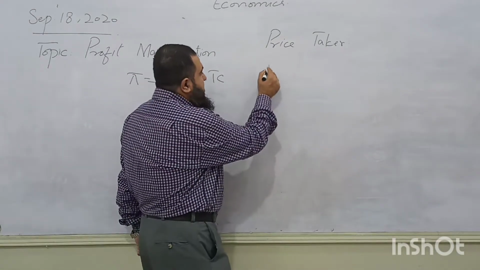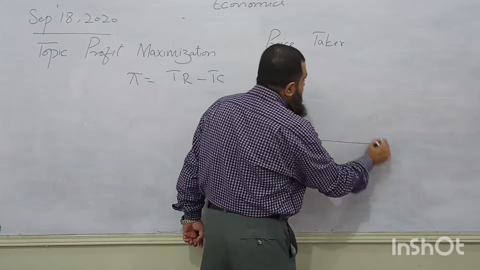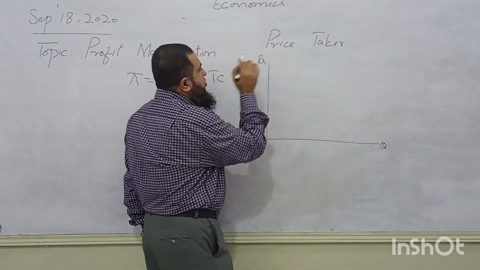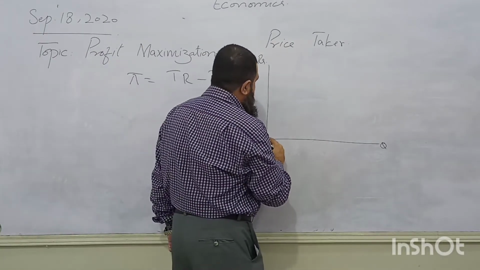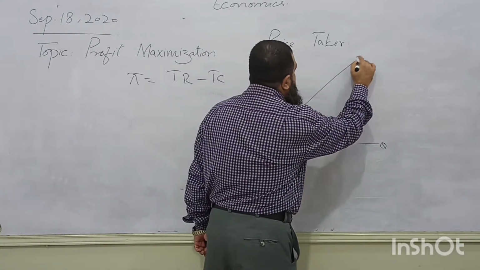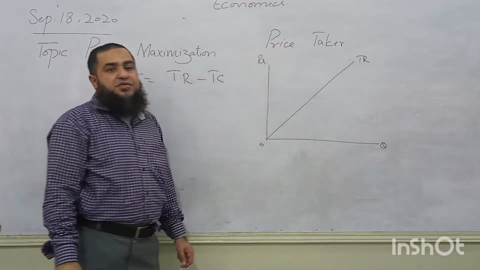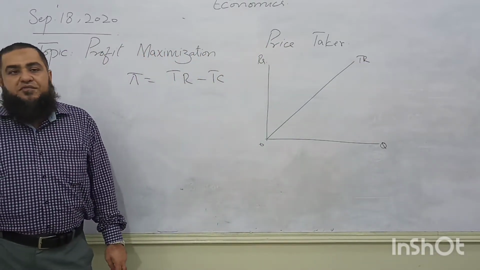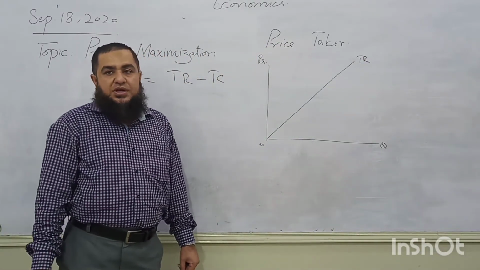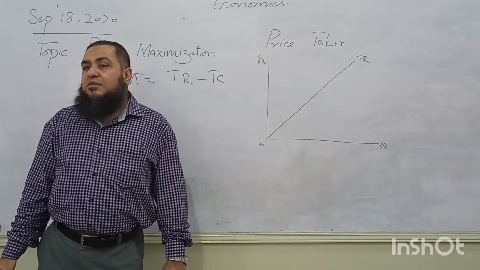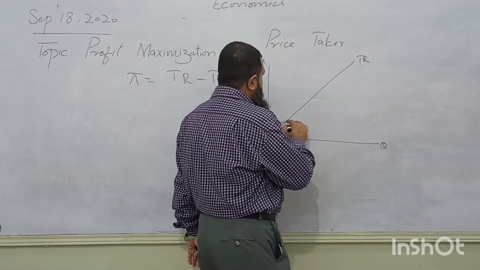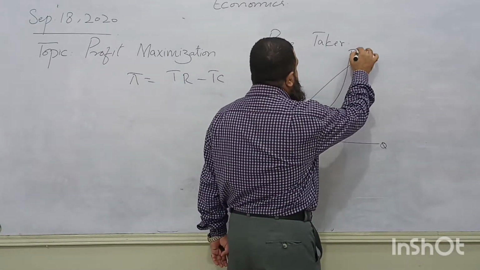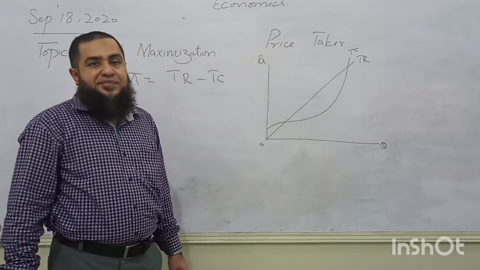Suppose this is, here I am taking rupees or any currency you can write. This is the total revenue curve, which has a constant slope, and its slope is called what? Marginal revenue. Now, this is the total cost curve.